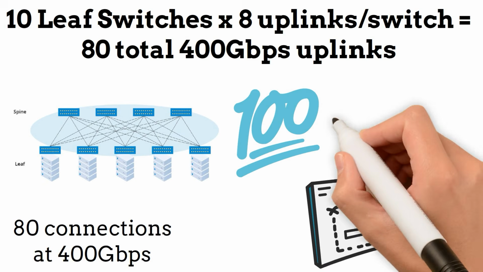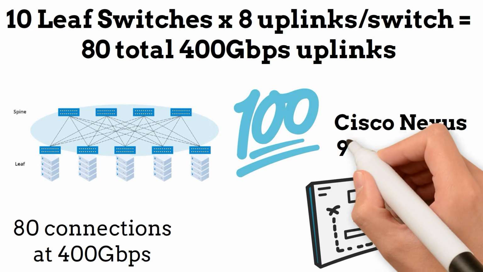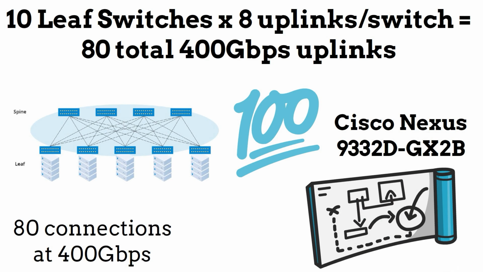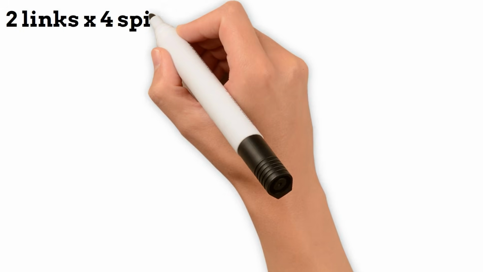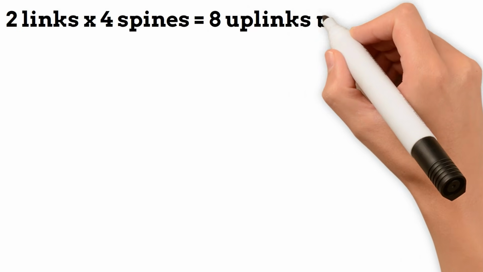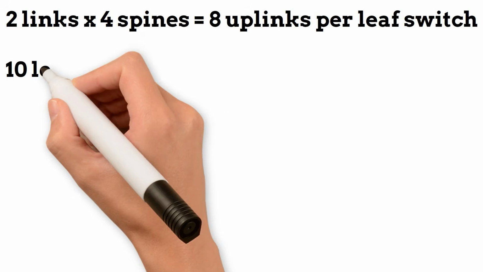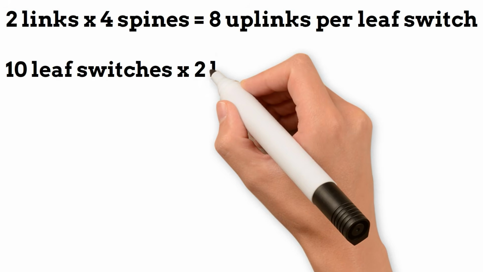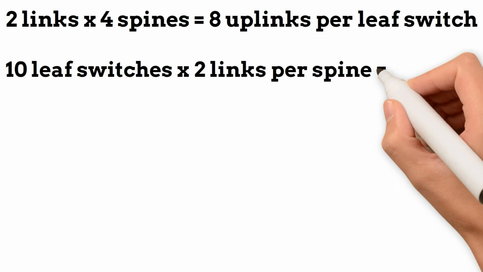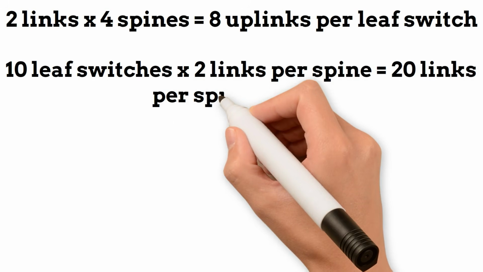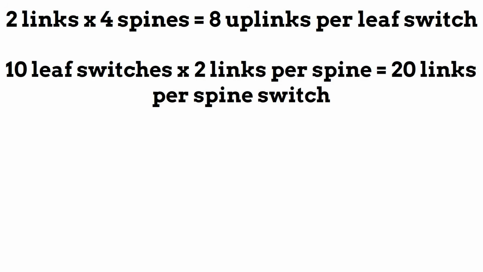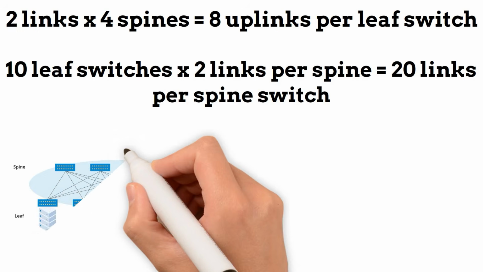The model of choice here could be the Cisco Nexus 9332 DGX2B. Each of our 10 leaf switches will connect to all 4 spine switches. With 8 uplinks on each leaf, they will send two 400 Gbps links to each of the 4 spines. This full mesh connectivity ensures there's no single point of failure and provides a huge amount of bandwidth.